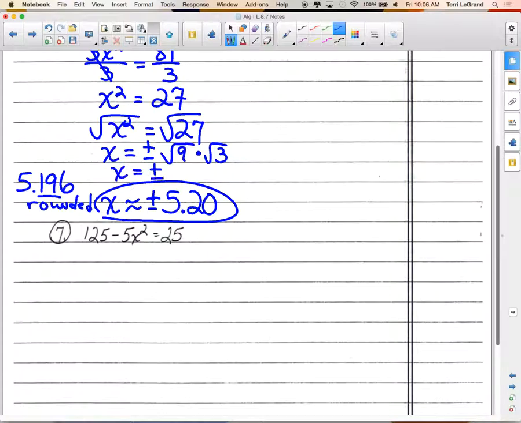Tell me, what is the square root of 9? 3. We can actually take the square root of 9, so we can eliminate the radical sign. The square root of 9 is 3. No more radical. How about the square root of 3? Is that a perfect square? No. Are there any perfect squares that divide out of 3?